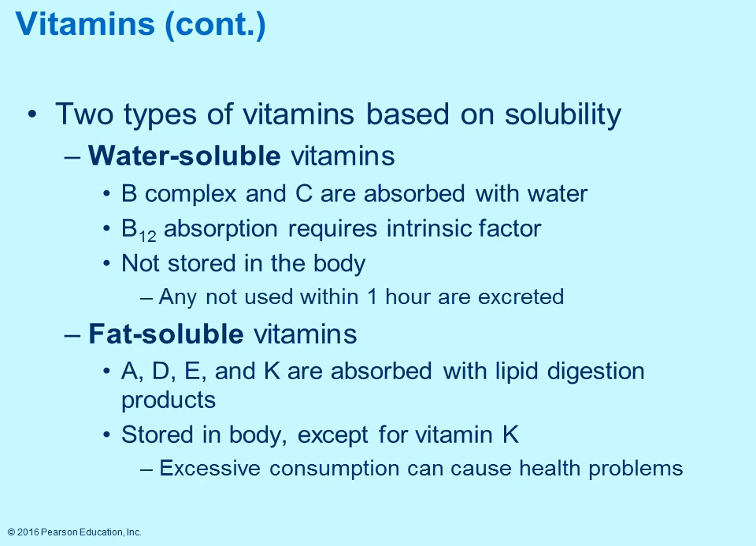The body will use what it needs right then. Whatever's not used is going to be excreted from the body. So basically, if you have excess and it can't use that excess, say, of vitamin C, then it will be excreted in your urine. Fat-soluble vitamins are A, D, E, and K.